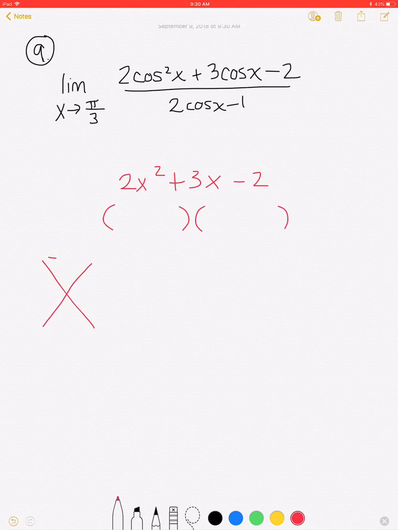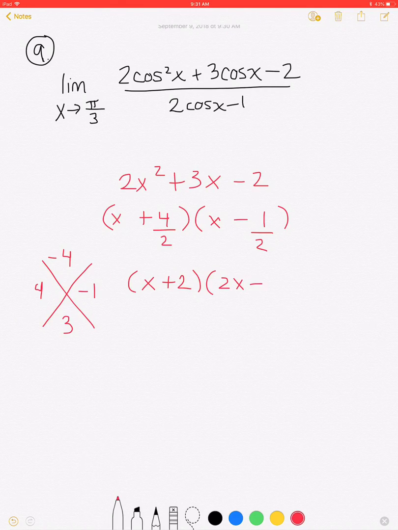Depending on how you learned how to factor, you might have learned to multiply the first and last coefficient, and that would be -4. Two numbers that multiply to give you -4 and add up to 3. Right? So that would be 4 and -1. So x plus 4 and x minus 1. But since we multiplied by 2 at the beginning, we have to go back and divide by 2. So we end up with x plus 2, move the coefficient to the front, and 2x minus 1.